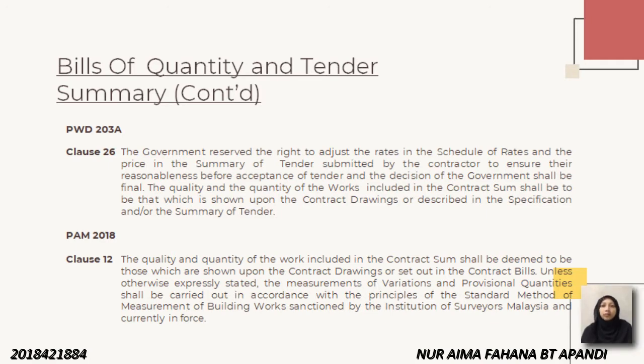PAM refers to clause 12. The quality and the quantity of the works included in the contract sum shall be deemed to be those which are shown upon the contract drawing or set out in the contract deed. Unless otherwise expressly stated, the measurement of variation and provisional quantity shall be carried out in accordance with the principle of the standard method of measurement of building work sanctioned by the Institution of Surveyors Malaysia and currently in force.